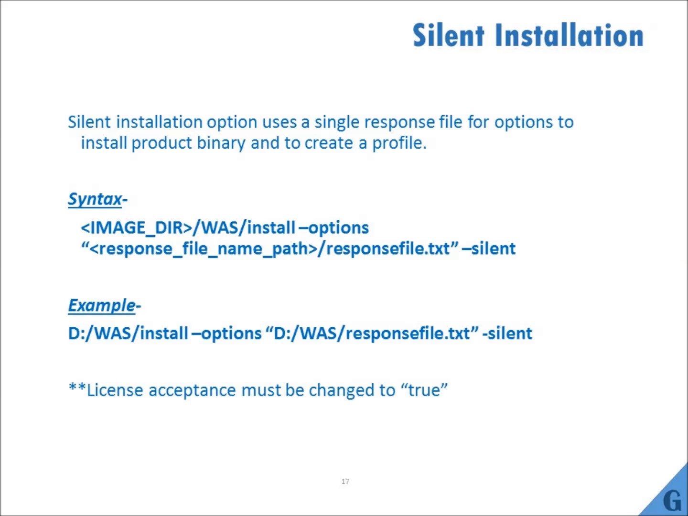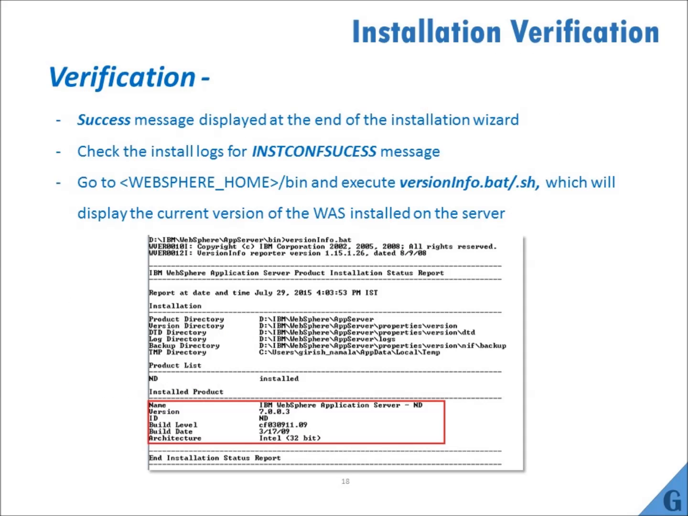Silent installation follows like this: you need to provide the install command followed by the hyphen options flag, which should be provided with the response file, and then hyphen silent, which will be executed. Once this is done, the verification is done by going to the home directory of your installed path, and then under the bin directory you have versionInfo.bat, which can be run and verified.